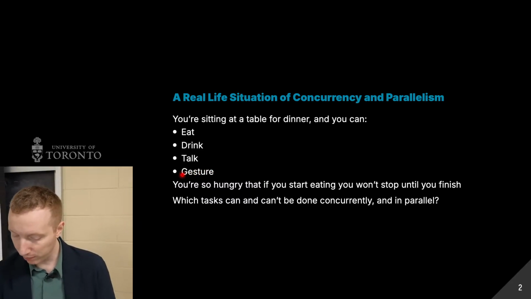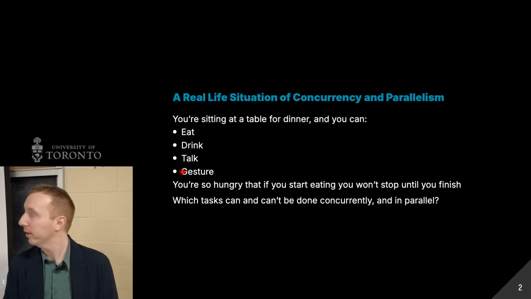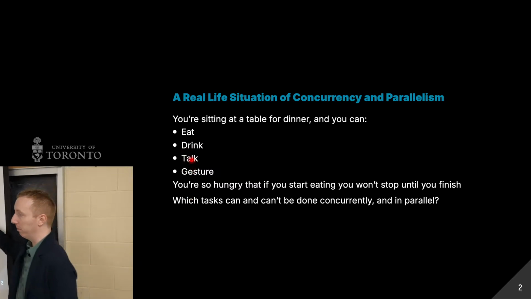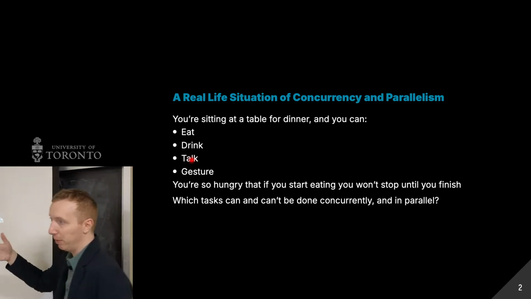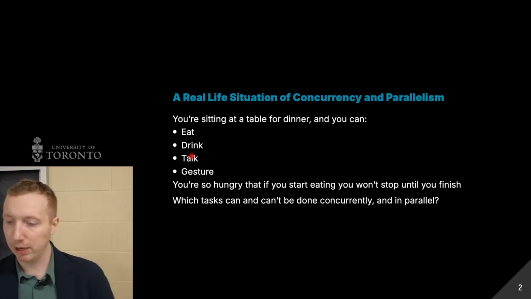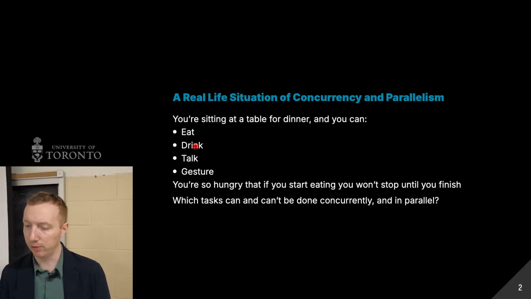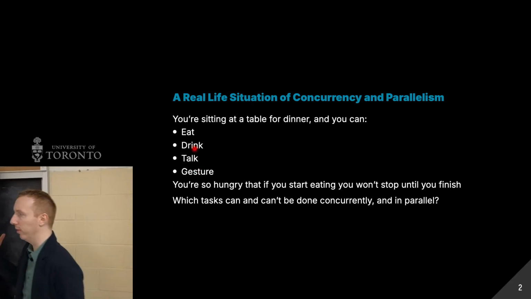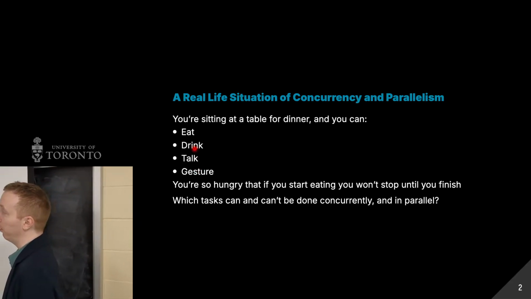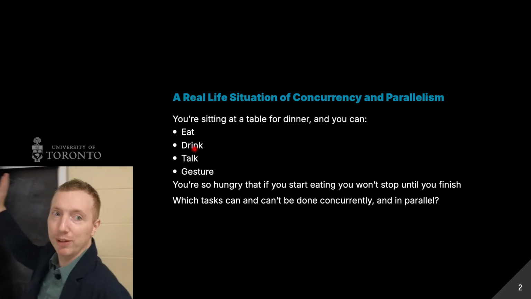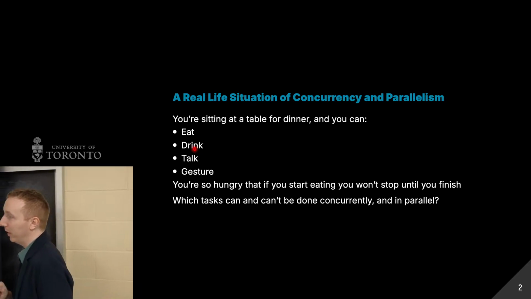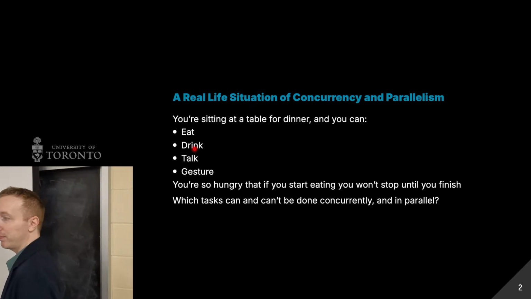And then for the rest of them, gesturing and talking, well, between these two, I could do them in parallel or concurrently. It doesn't matter. I could stop, I could switch between them, I could do both at the same time, and same between gesturing and drinking. So I could do those both concurrently and in parallel. So through this silly example, everyone get the difference between concurrency and parallelism?